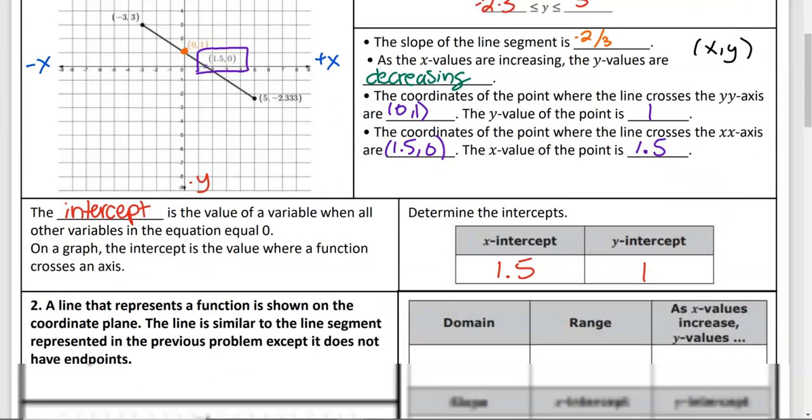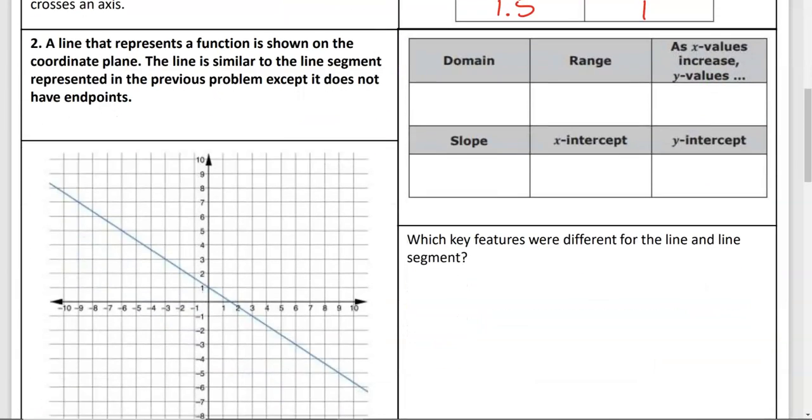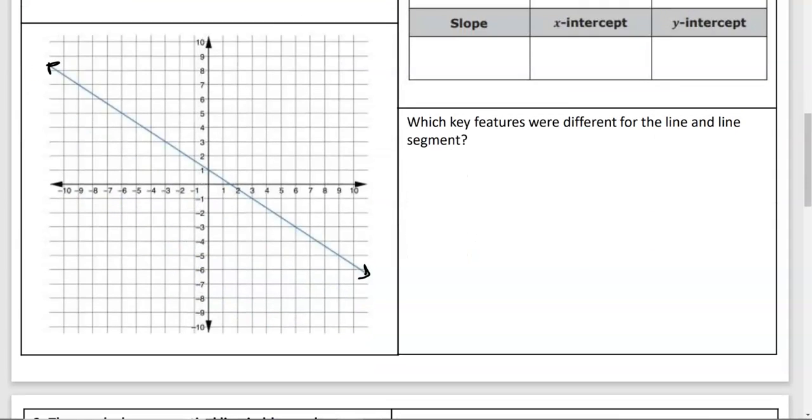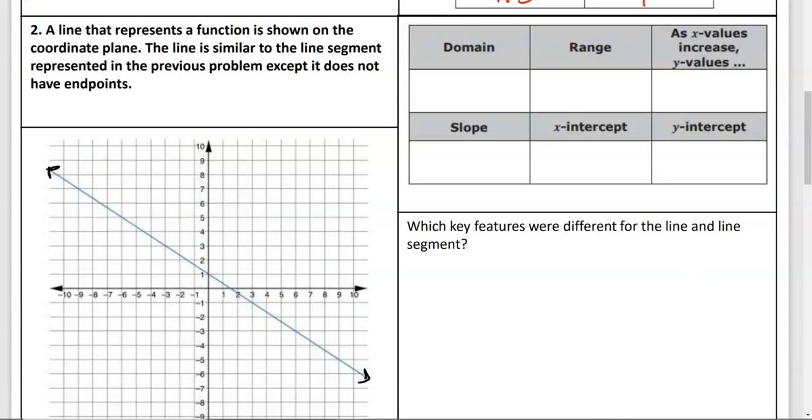All right. Here we go. A line that represents a function is shown on the coordinate plane. The line is similar to the line segment represented in the previous problem, except it does not have endpoints. So what is technically on the end here? We got little arrows. Yeah, nothing. It's not going to stop. It's going to keep on going forever. Who remembers how to say forever? Something with infinities.